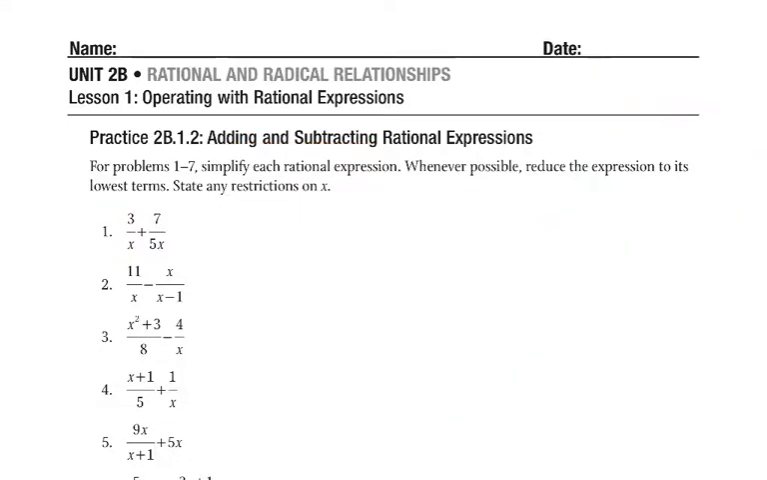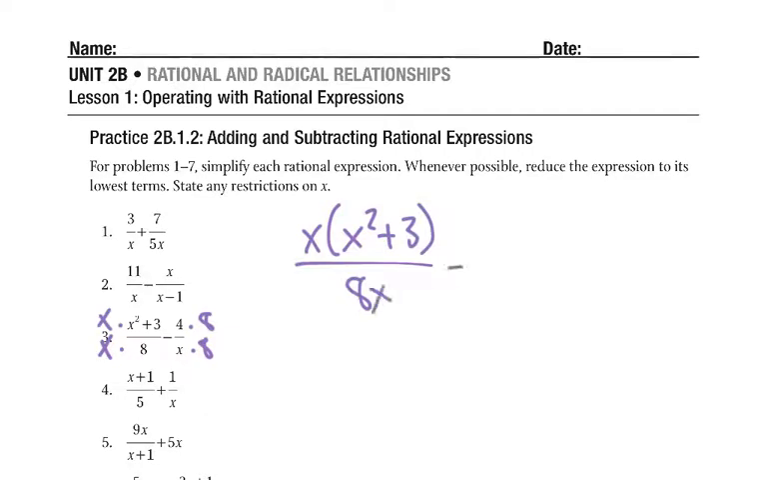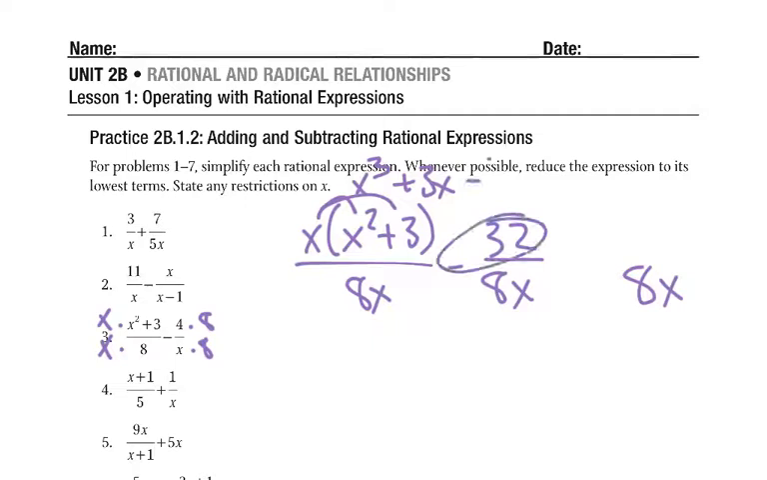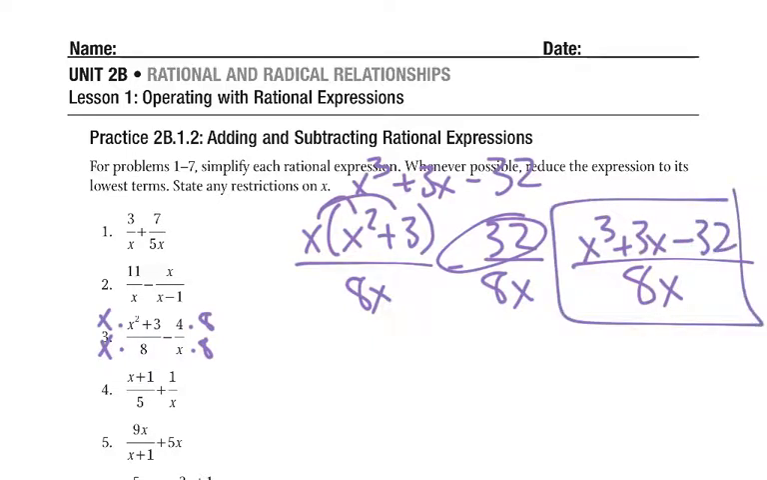Alright? Now, for number 3, same idea. We're going to times this side by x, and this side by 8. So I end up with x times x squared plus 3 over 8x minus 4 times 8 is not 4, 32 over 8x. So I get 8x. Now, I can simplify this to x cubed plus 3x, and then minus 32. And that's how I'm going to have to leave it. X cubed plus 3x minus 32. And there's my answer for number 3.